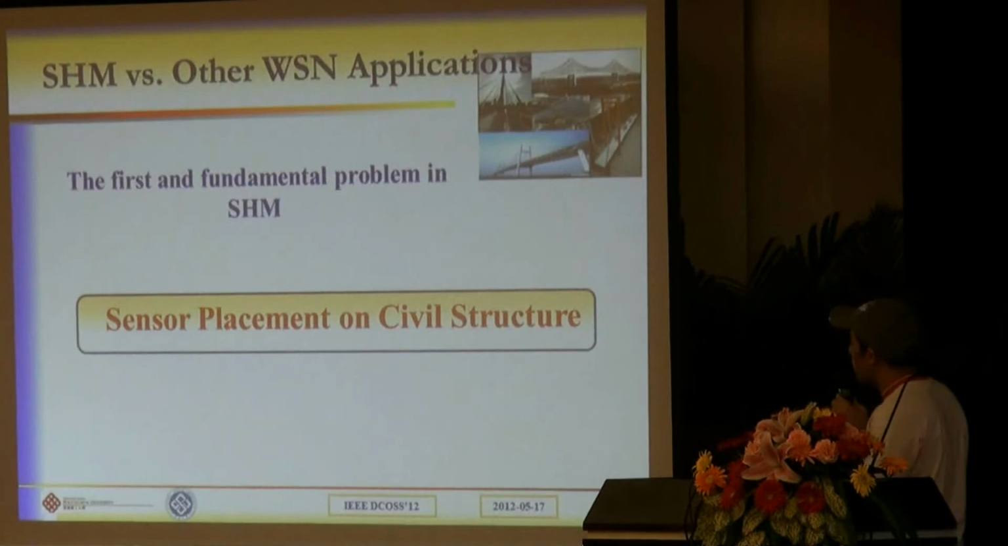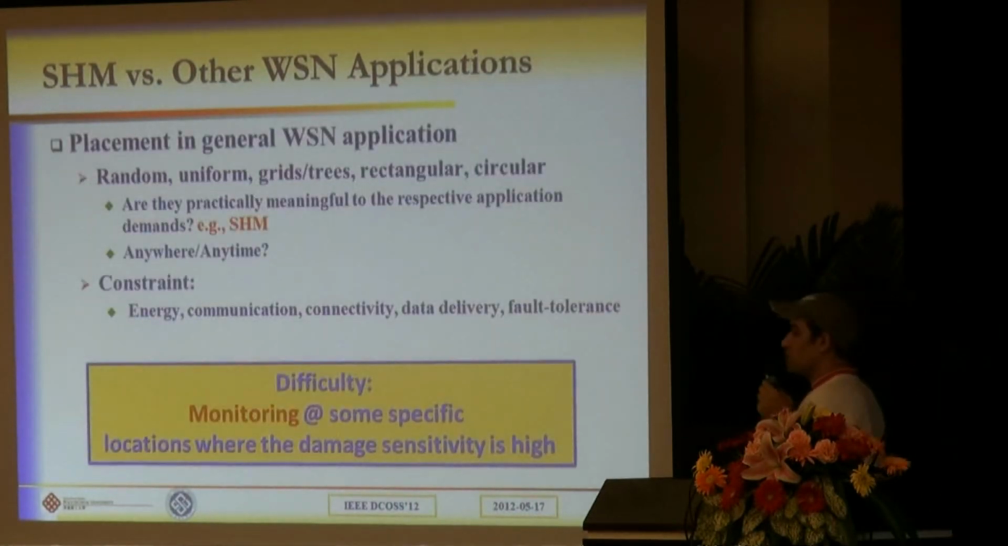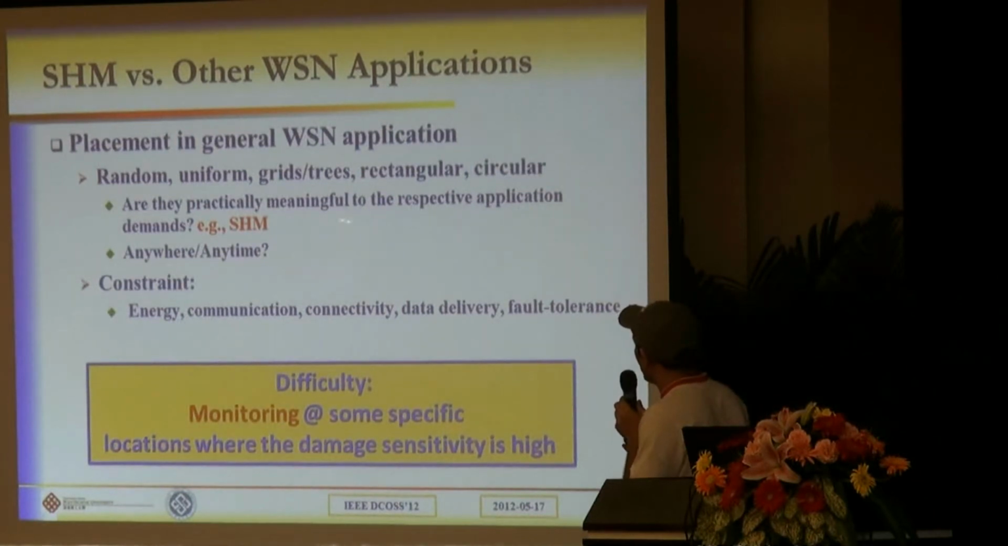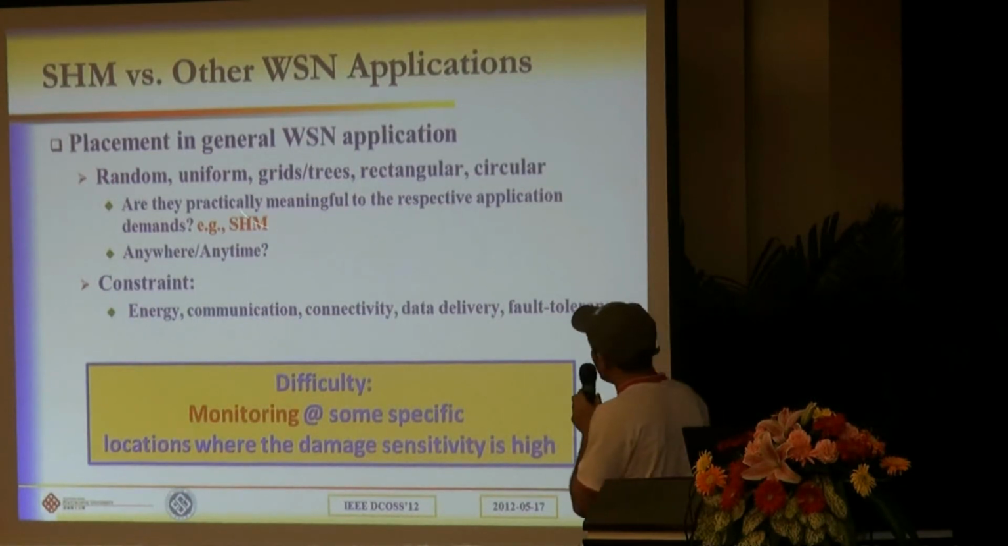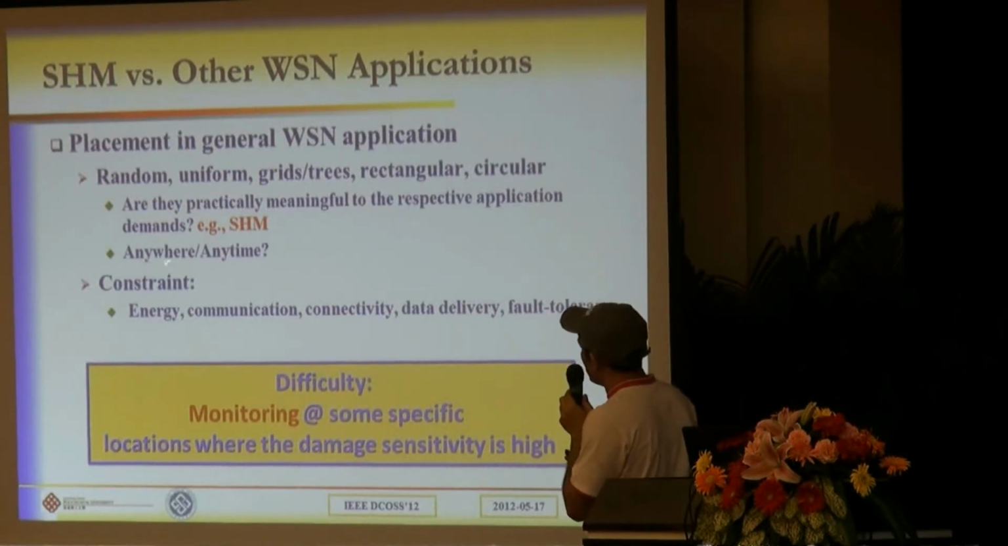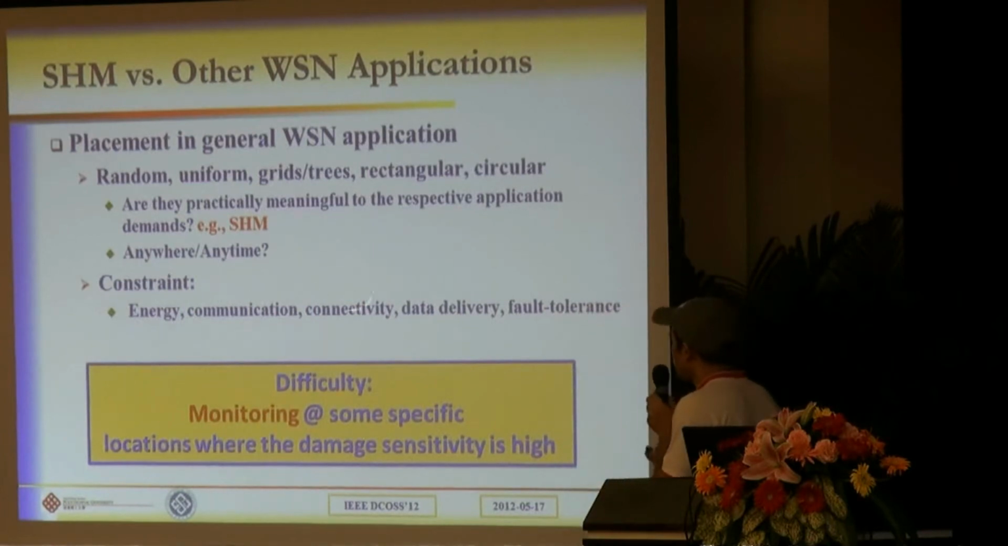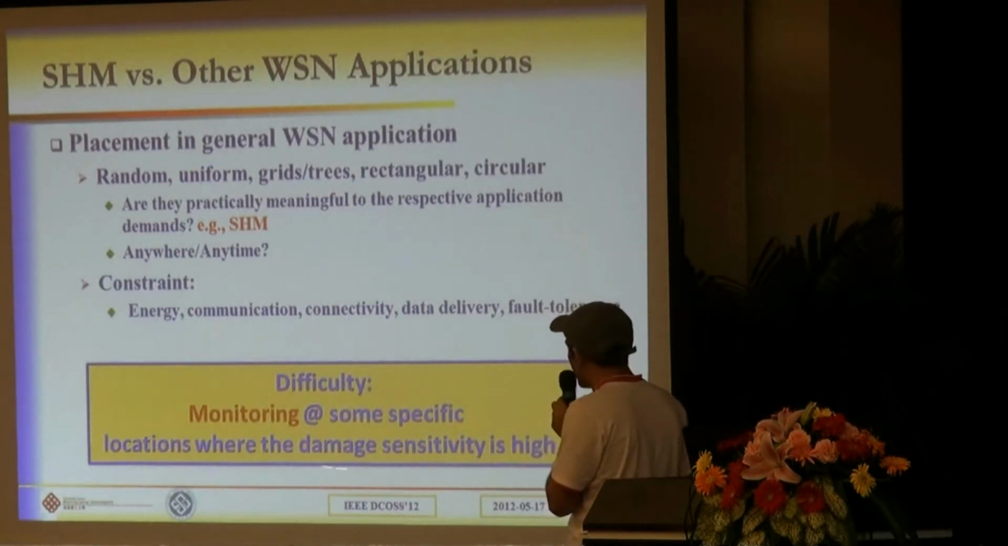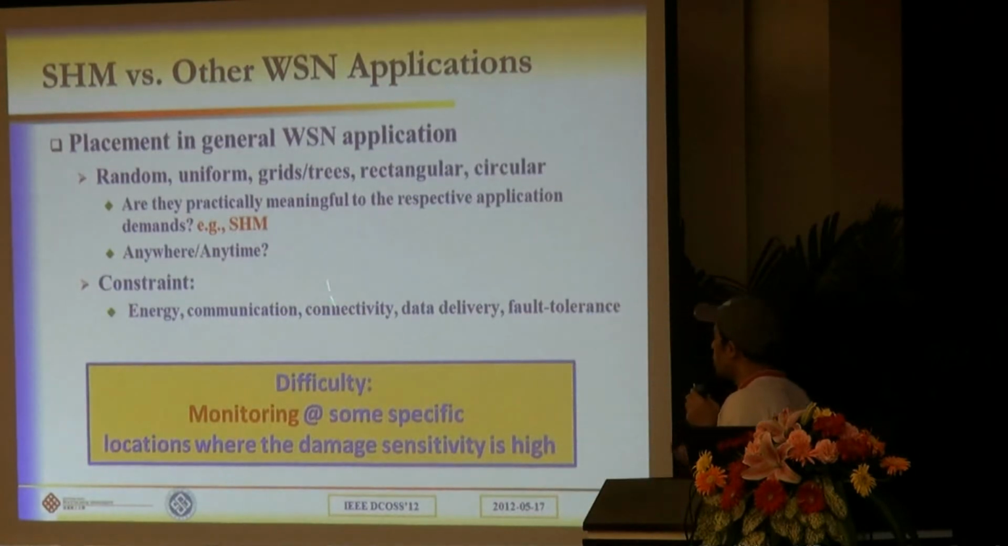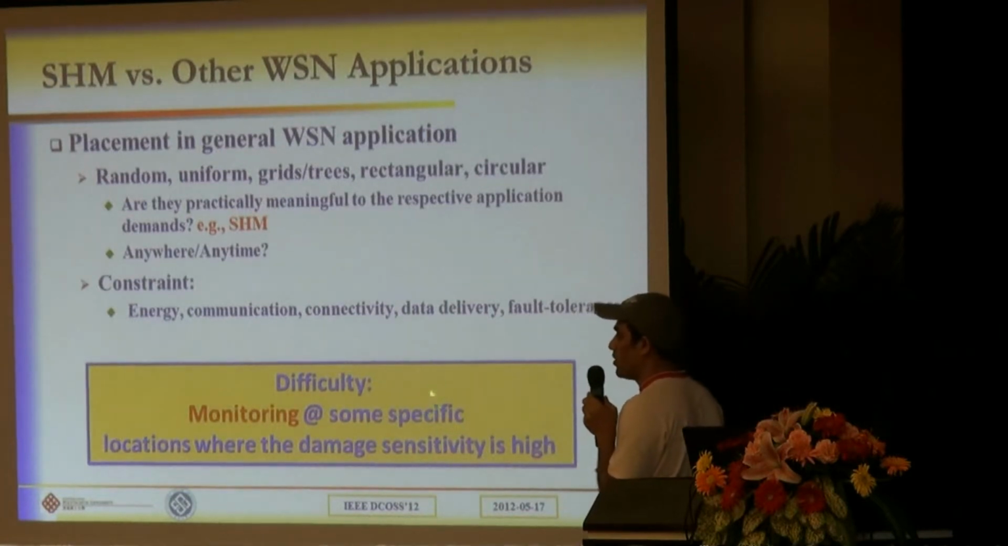Now the challenge is how to place sensors in civil infrastructure. For the placement in other WSN applications, we can find random, uniform, rectangular, circular, these kinds of things. Can you imagine that this traditional method can be used for SHM, which can be anywhere, anytime? We can place the sensor anywhere in the structure, anytime. So if we want to say that sensors can be placed anytime, anywhere in an infrastructure, we cannot guarantee that. These difficulties can appear there. The monitoring is at some specific locations where the damage sensitivity is high. Usually if we focus on this deployment, maybe we cannot get this damage sensitivity. Since I already said that the damage sensitivity can be different in different locations in different infrastructure, so we have to be concerned about this.